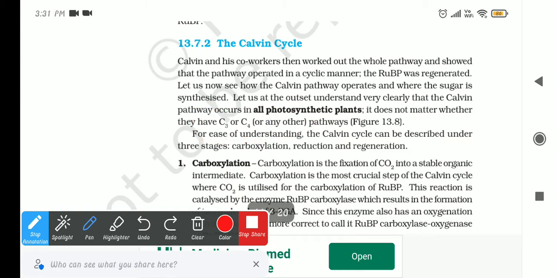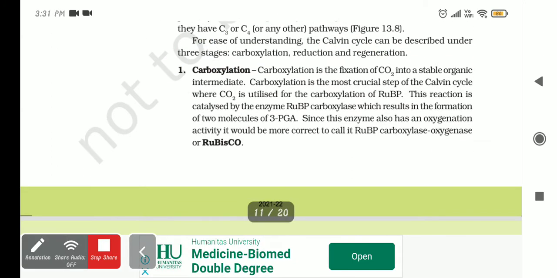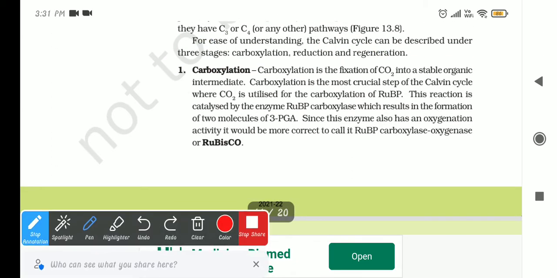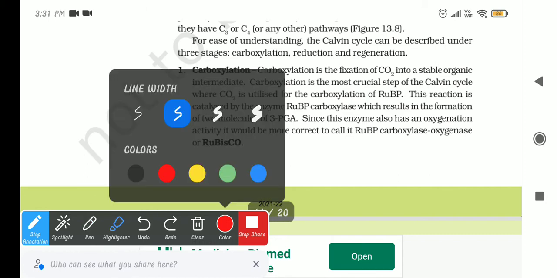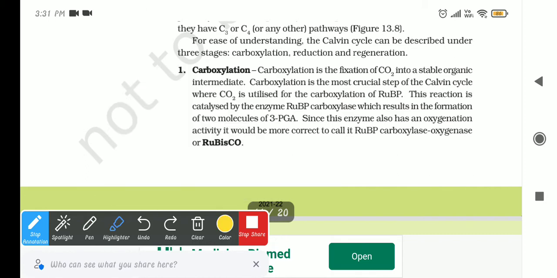Let's talk about the three stages of the Calvin cycle, which are carboxylation, reduction, and regeneration. Carboxylation is the first step of our Calvin cycle. Carboxylation is the fixation of CO2 into a stable organic intermediate. It is the most crucial step of the Calvin cycle where the CO2 is utilized. CO2 is utilized for the carboxylation of RuBP, and this reaction gives two molecules of 3-PGA.